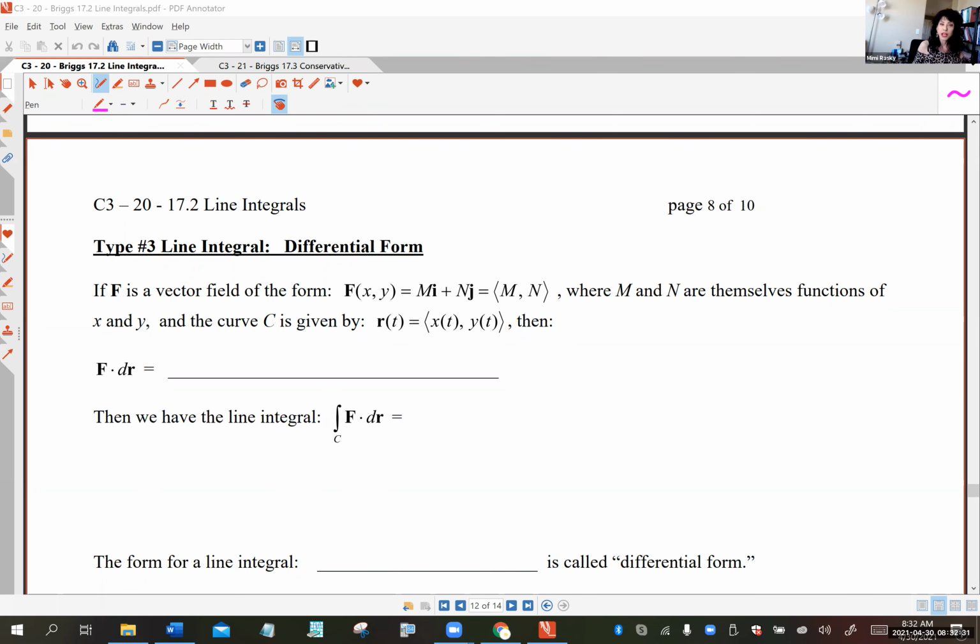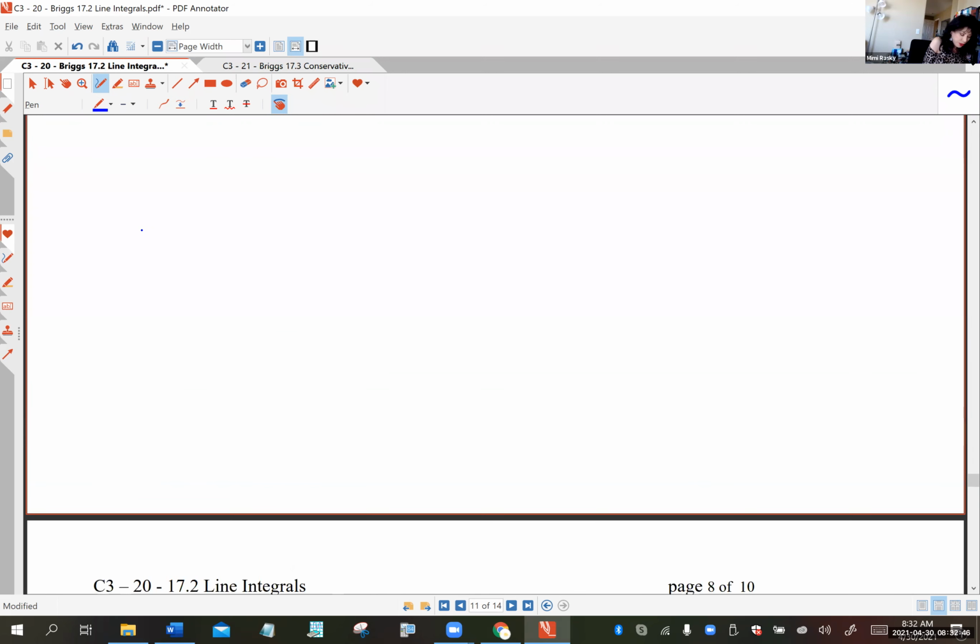So we're going to do the third type of line integral today, which is known as differential form. And the good news is this type 3 line integral is really a type 2 line integral that somebody already did the dot product for you. So let's just do a quick recap of last time.